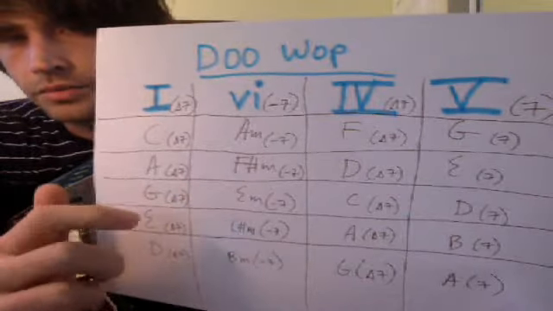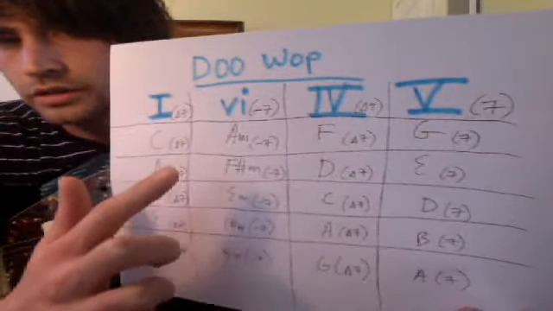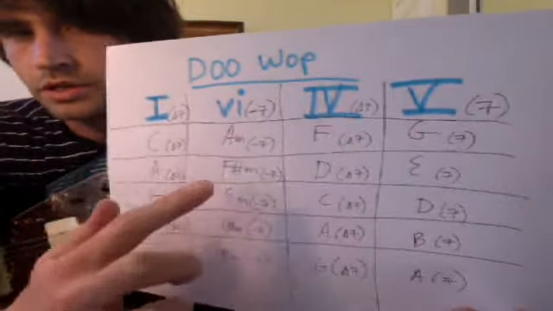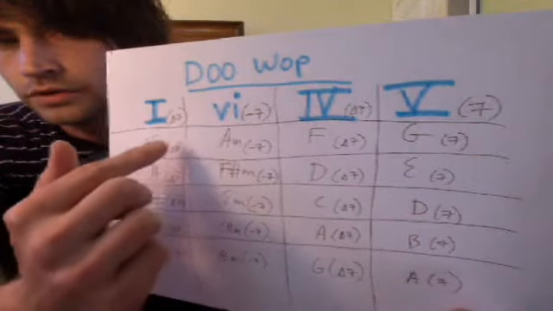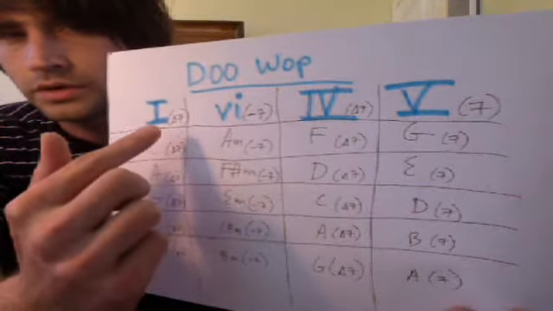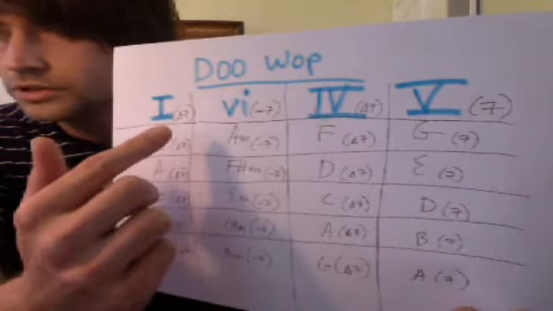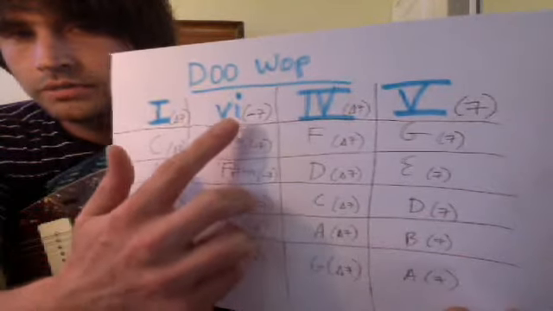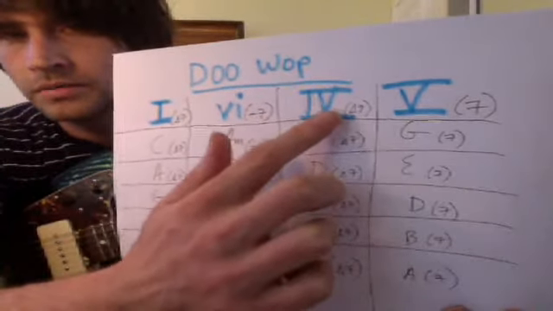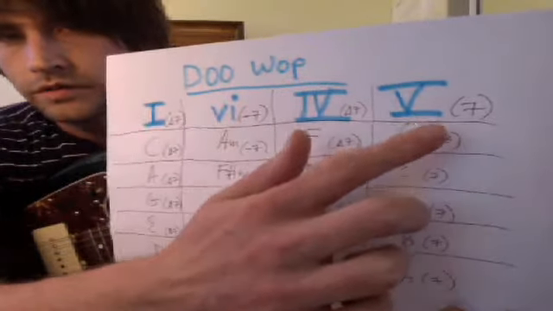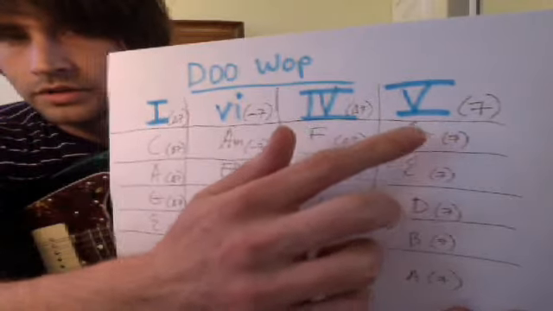So the most common one is C, A minor, F, G. That's because it's the key of C major going this way. So that's what we just did. Then the first chord could become a major 7 chord. Triangle 7 means major 7. That little minus sign 7 means minor 7. The 4 chord can become a major 7. And the 5 chord can become a dominant 7.